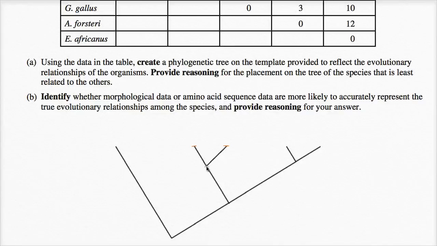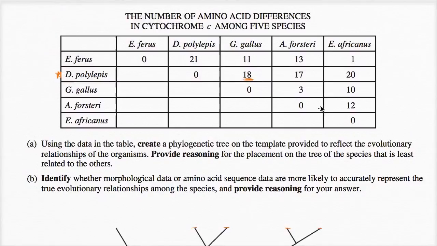So whatever goes here and here are probably pretty closely related. They shouldn't have too many differences in the sequence of cytochrome C. And these two should be pretty similar, shouldn't have many differences, while this one should have a good number of differences from any of the other 4. So let's first look at which ones have very little difference. I'm just scanning this chart here and looking for small numbers. So you see here, there's only one amino acid difference between E. ferris and E. africanus. So I would say that these are fairly closely related. They probably share an ancestor not too far in the distant past.